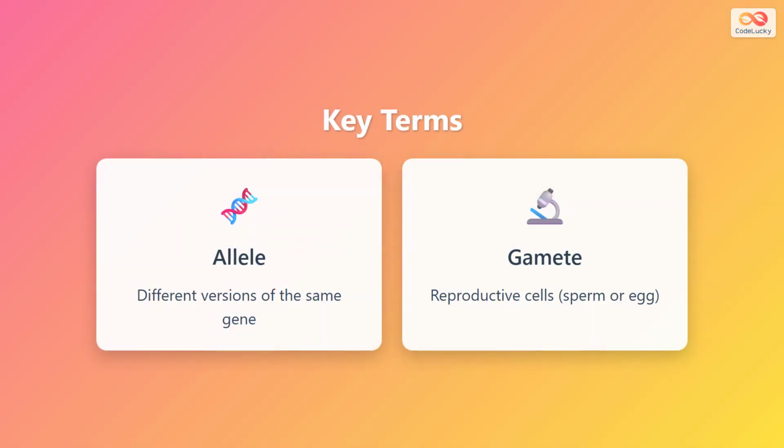Before we go further, let's define 2 essential terms. First, an allele is simply a different version of the same gene. For example, a gene for flower color might have a purple allele and a white allele. Second, a gamete is a reproductive cell. In animals, gametes are sperm cells in males and egg cells in females. These are the cells that carry genetic information from parent to offspring.